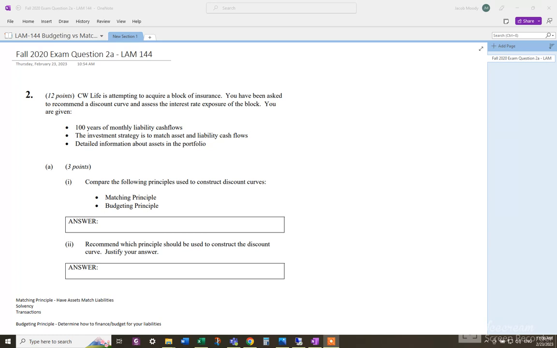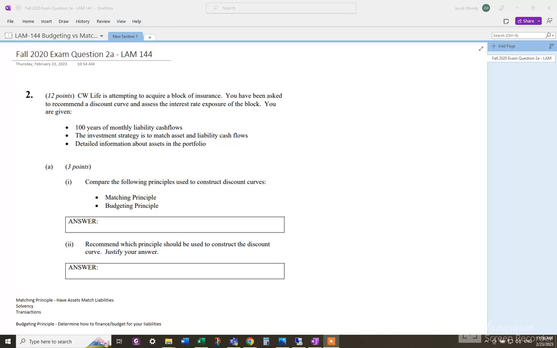flows. The investment strategy is to match the asset and liability cash flows, and they have the detailed information about assets in the portfolio. And now we're going to dive into comparing and contrasting the matching principle and the budgeting principle, which one's best for this company. Honestly, I think as far as life insurance goes, you probably want to use the matching principle, usually. I'm not going to say that for most of the time.